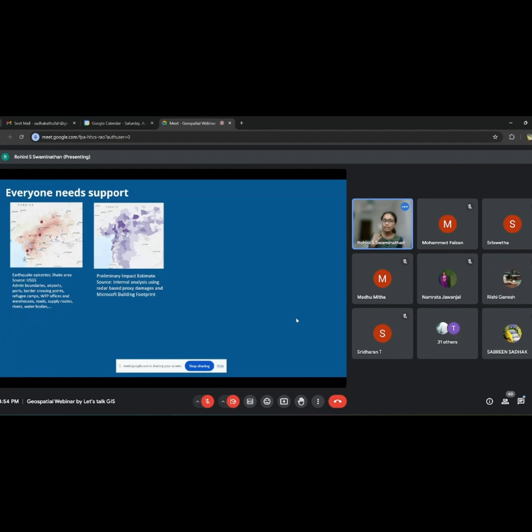Unfortunately, the world is in love with very high resolution optical satellite data. We just love that a lot, and it has its own use cases. But when a disaster happens at scale, optical data are not the most useful. Actually, radar data is more useful. And now, with the advancement in technology, we are able to map damages not only by flood, but for any hazard. So it becomes disaster agnostic.